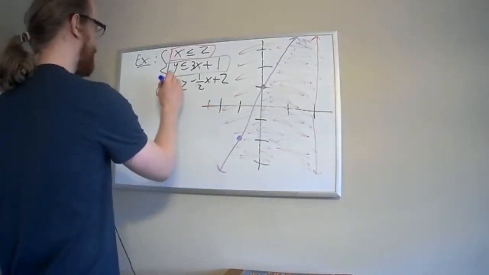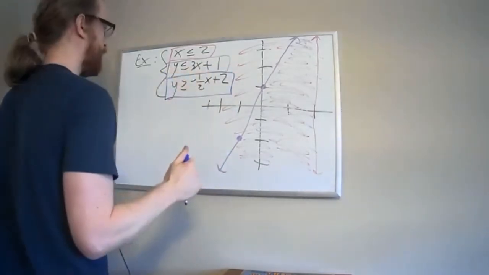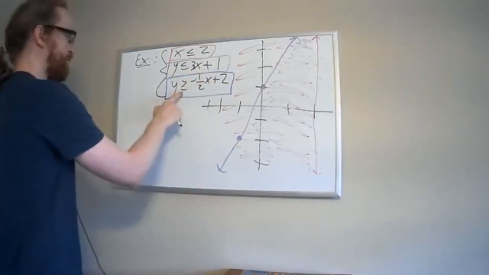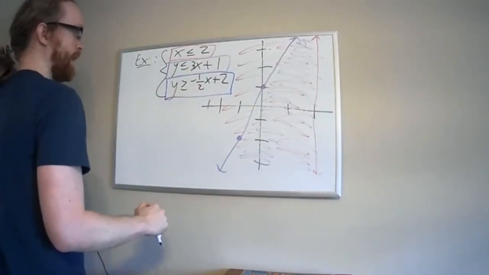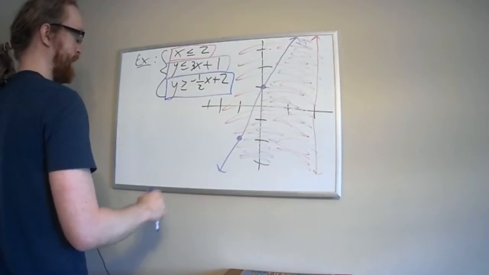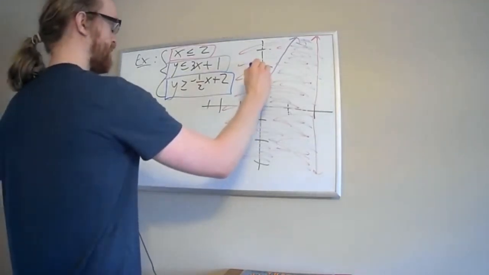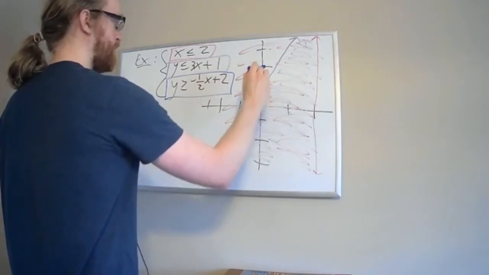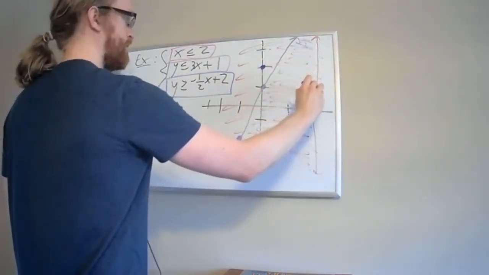We'll see why I said that in a second. Lastly, we have this other line. This y is greater than or equal to negative 1/2 x plus 2. And I'm going to graph this. Y equals negative 1/2 x plus 2. That's a y-intercept of 2 and a slope of negative 1/2. So when I go to the right by 2, I go down by 1. So something like this.